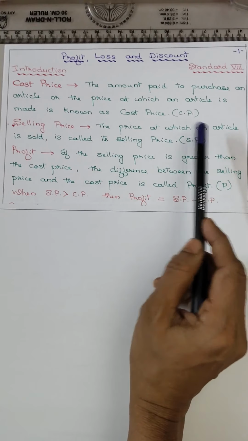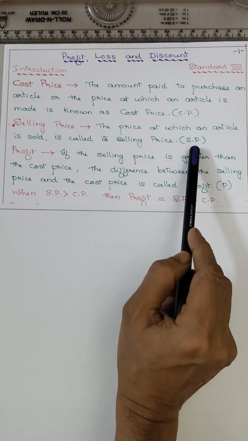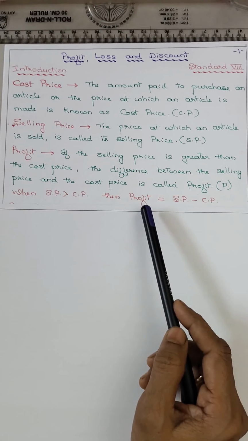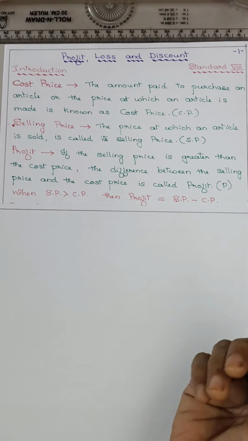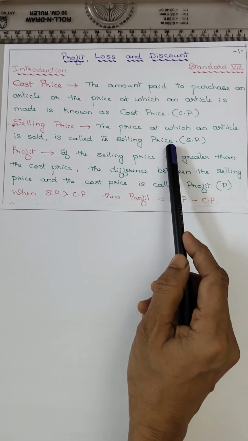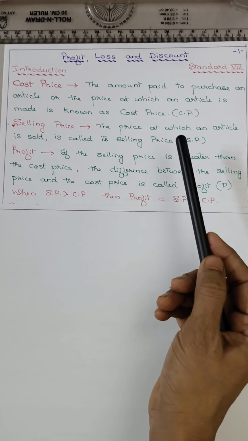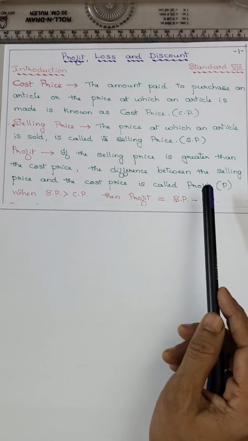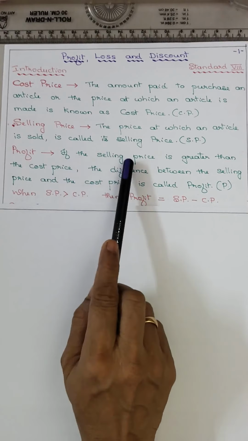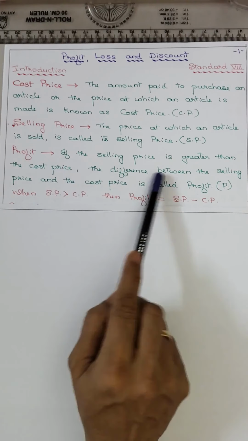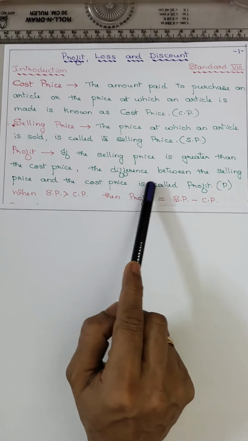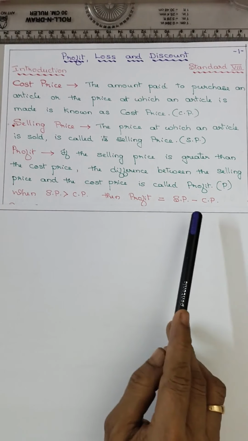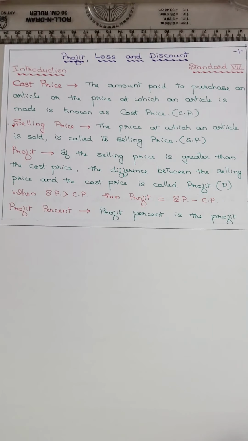Now coming to the selling price. The price at which an article is sold is called its selling price. So the retailer sells the article, the amount at which he sells is called the selling price. If the selling price is more than the cost price, then it is the profit. So what is profit? If the selling price is greater than the cost price, the difference between the selling price and the cost price is called the profit. So when SP is greater than CP, then profit is equal to SP minus CP.